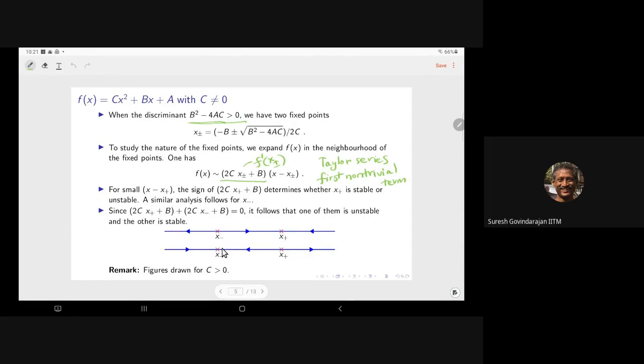So now I have to qualify what I say: I should go to points which are arbitrarily close to x plus. Something close to x plus, and ask what it does. And I have to choose my x such that this Taylor expansion is a good approximation. And if you make it arbitrarily small, it will be a good approximation. Is this clear?